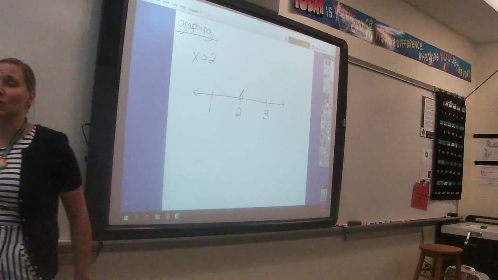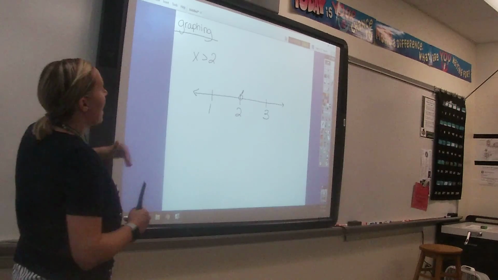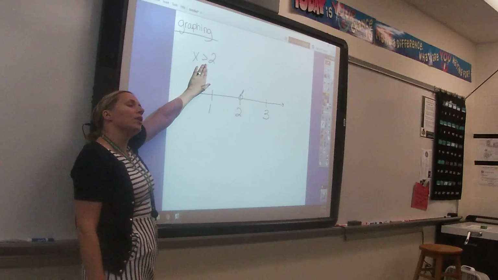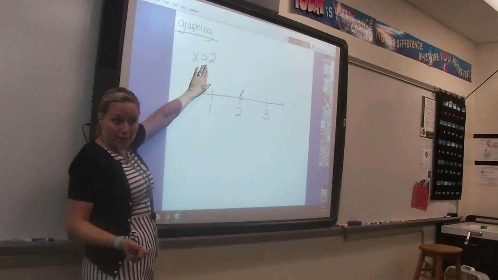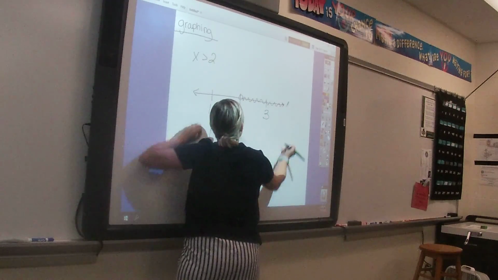That open circle says, I'm not including 2. 2 is not an answer, but I don't know how to say the number closest to 2. I can get as close to 2 as I want. I can tiptoe up to it closer and closer, I just can't actually be on 2. Then we want all the numbers that are greater than 2. Numbers on a number line that are greater go which way, to the right or to the left? To the right. So we are going to shade in all this area to the right.